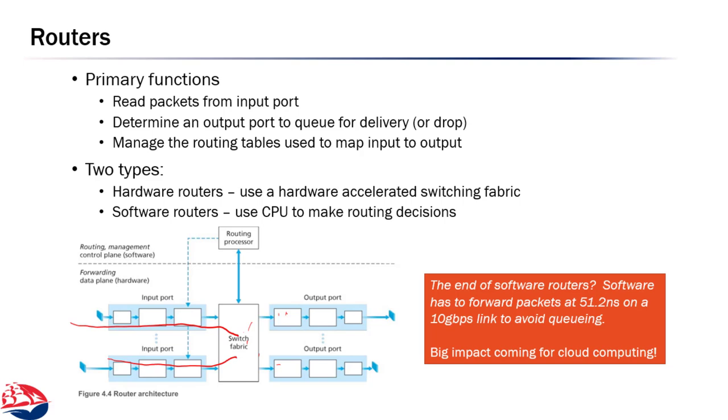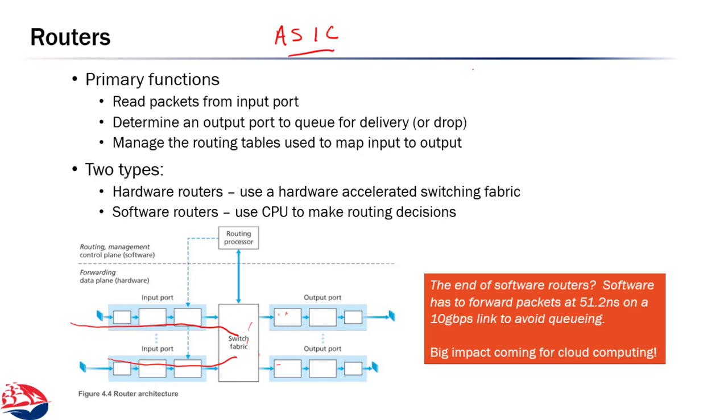And there are really two approaches to this. One is the hardware router and the other is the software router. And the hardware router is going to use custom developed application-specific integrated circuits, or an ASIC, to implement this switch fabric. And we're going to see in just a couple slides how Cisco has built their switching fabric.